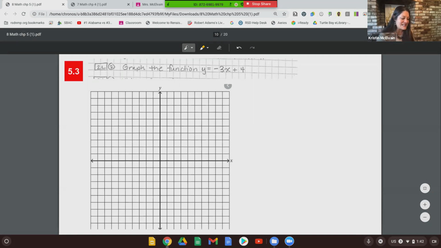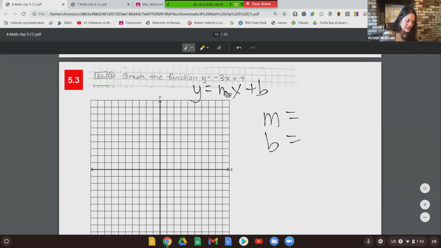Okay, so this says graph the function y equals negative 3x plus 4. First of all, that's good because that is in our y equals mx plus b. It's in the correct form. So I need to know what is my slope and what is my y-intercept. Okay, so my slope is negative, it's right here, negative 3, and my y-intercept is 4.